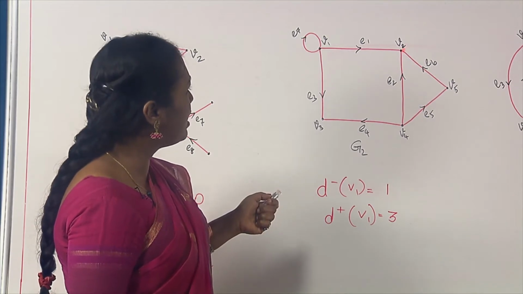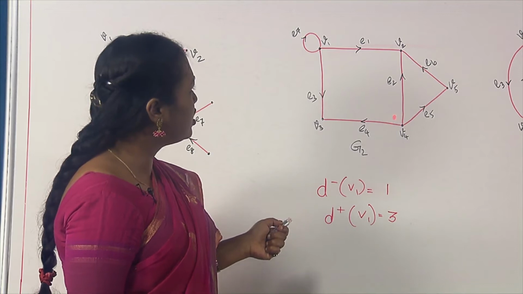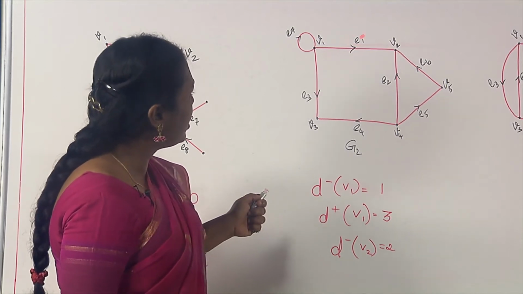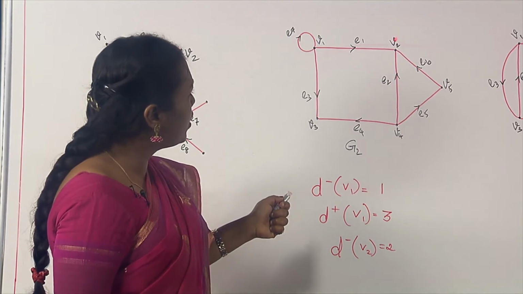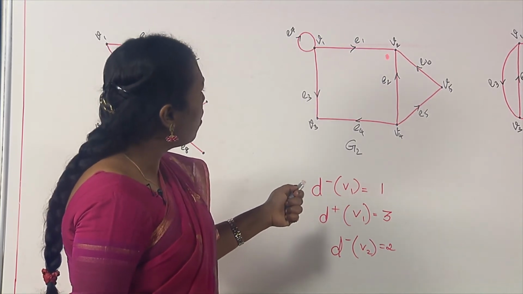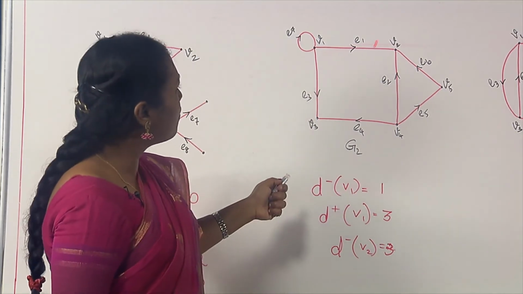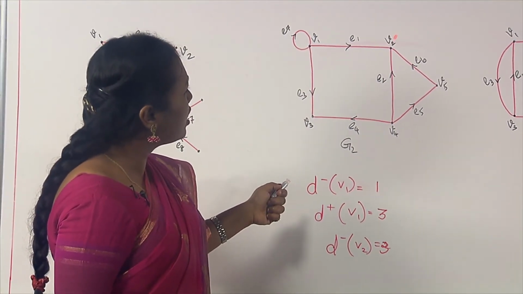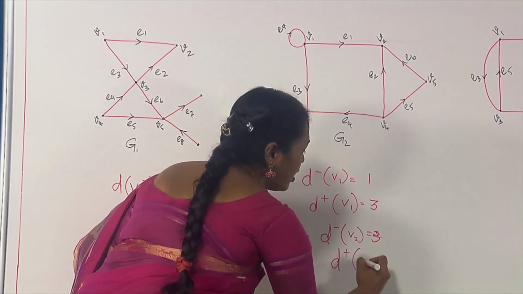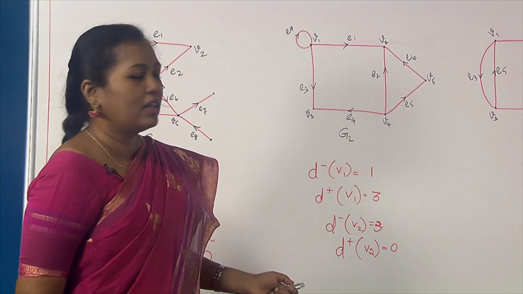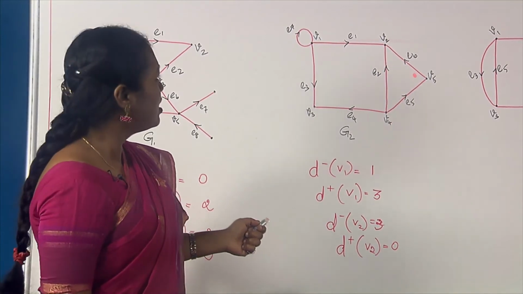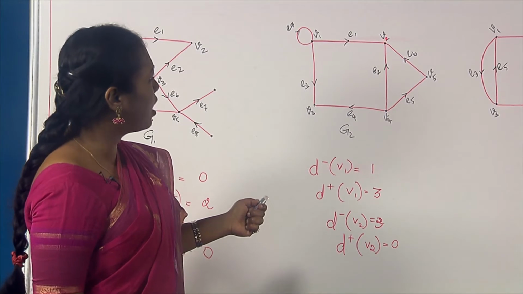For example, for V2, let us calculate the in degree. There is one edge E1 going inside V2, then there is edge E2 going inside V2, and there is edge E6 going inside V2, and therefore the in degree of V2 is 3. So d minus of V2 is 3. Whereas the out degree, if you calculate for V2, none of the edges are going outwards of V2, and therefore d plus, or the out degree of V2, is 0. In this graph, we just calculated the in degree and out degree of V1 and V2. There are other vertices too in this graph, so you can try them on your own and calculate their in degree and out degree.